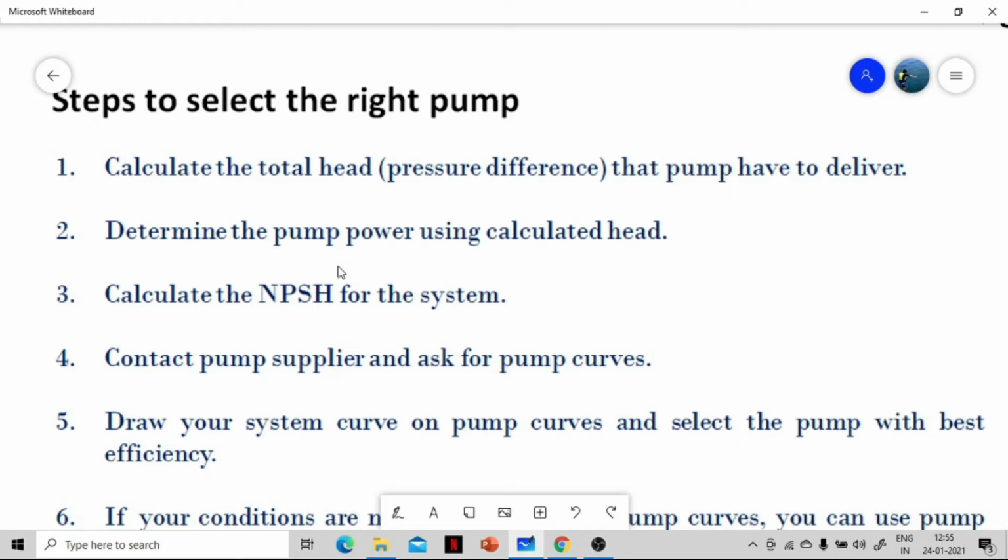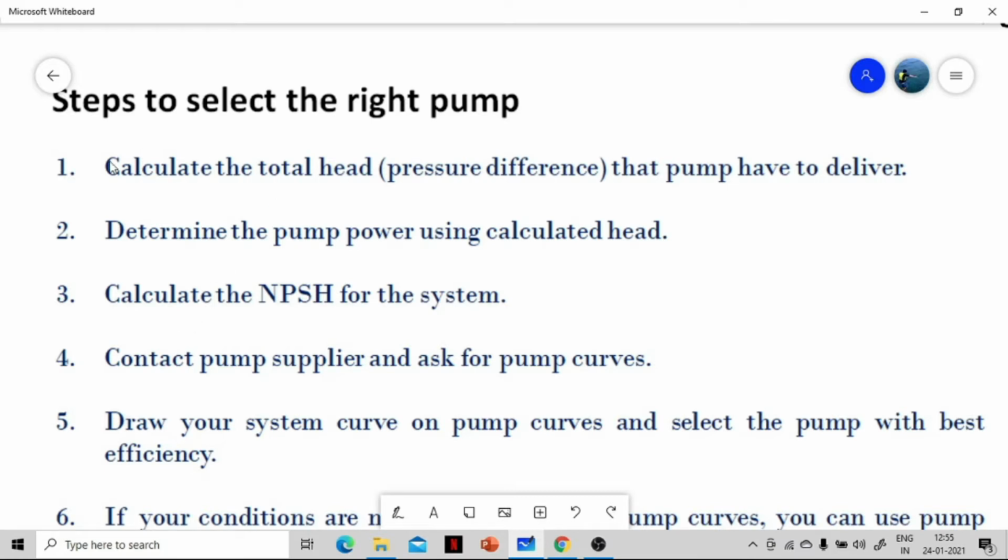power is required to deliver this fluid, and then in the third step you have to calculate NPSH for your system. What is NPSH? It's the net positive suction head for your system. We will discuss all these three points: how you can calculate total head, how you can calculate pump power and NPSH, in coming sections of this video.